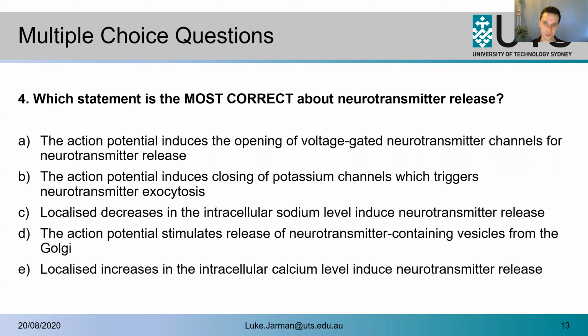Question 4, which statement is the most correct about neurotransmitter release? So a couple of things here which are looking to sort of trip you up. And this is what I was talking about before, because the answer is E, where just having that diagram might be a helpful way of remembering the sequence of events. So localized increases in calcium are what induce neurotransmitter release. Literally what we were just talking about. And the rest of these, no, not relevant to what we're talking about. It's not going to cause neurotransmitter release.